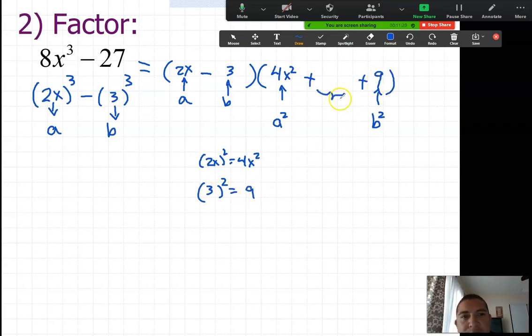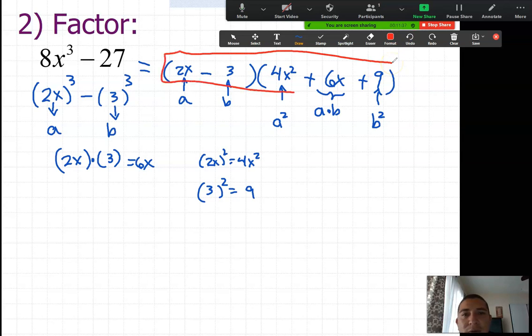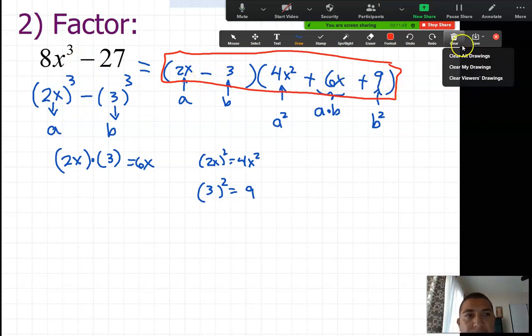And then here, it is the product of a times b. You multiply 2x times 3. So if I multiply that, that'll be 6x that goes in here. And that is how you factor using the difference of cubes. If there was a plus here, then you proceed the same way, you just fix your signs.